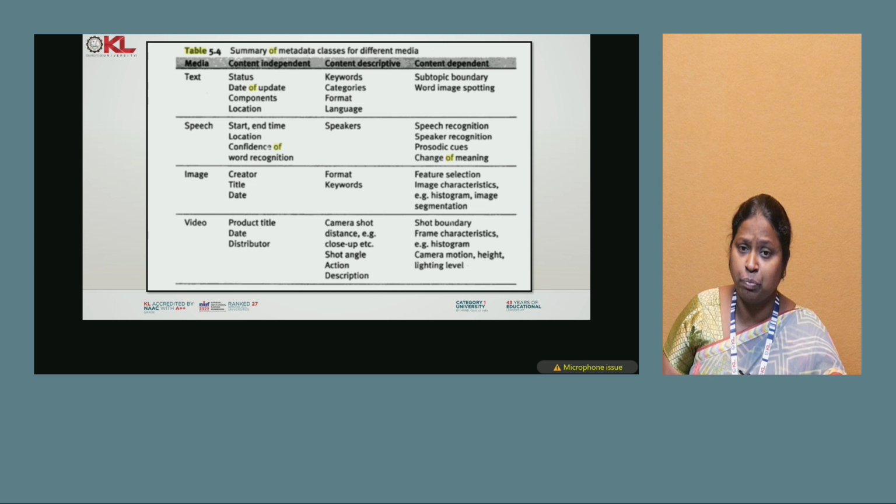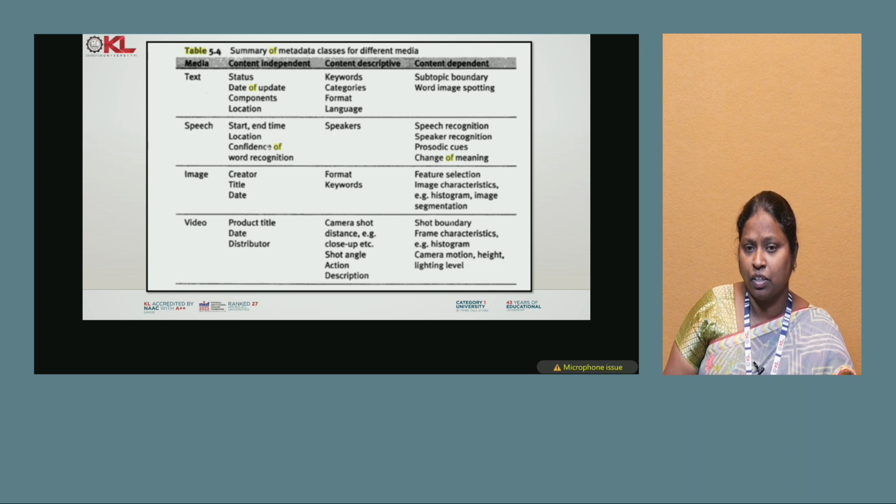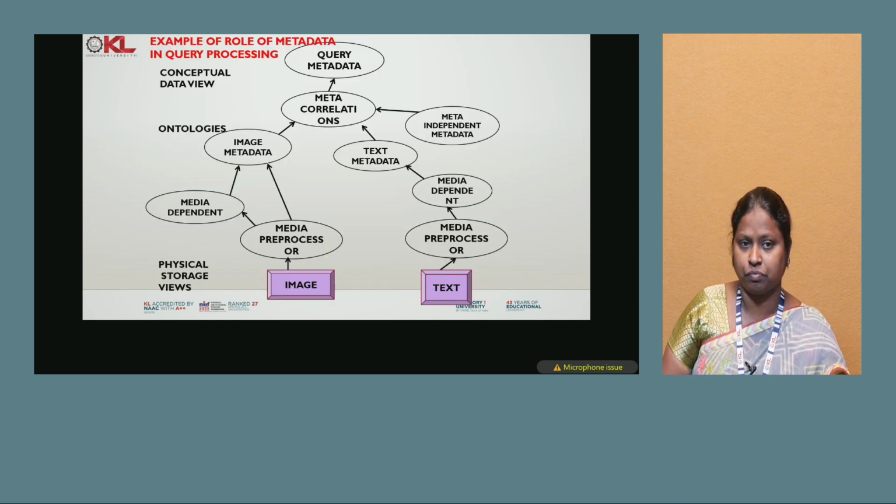Next, speech is the speech recognition and speaker recognition and a change of meaning. Next one is the image, feature selection, image characteristics, for example the histogram and image segmentation. Next, video is the shot boundary and frame characteristics. Okay, and examples are histogram, camera motions, heights and lighting level.